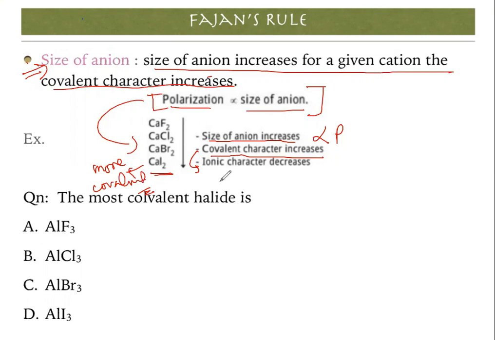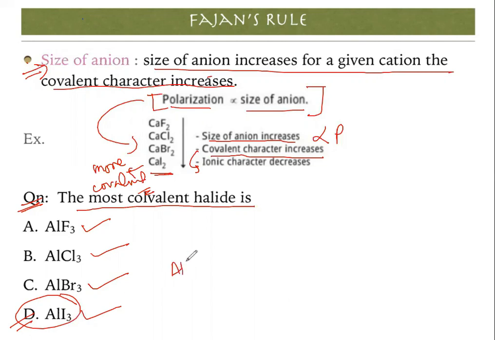Next, try to solve these questions. The most covalent halide compound is, I think you have already solved the question. The options are AlF3, AlCl3, AlBr3, AlI3. Now tell me what the answer is. The answer is D. In AlI3, iodine is bigger in size compared to all the others, so more polarization will happen in AlI3. If more polarization, that means more covalent character.